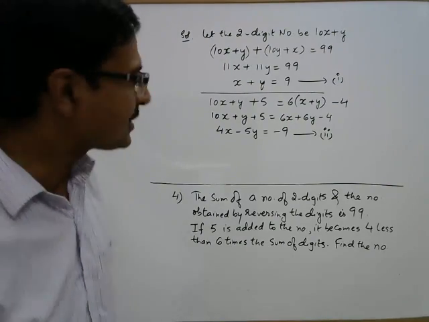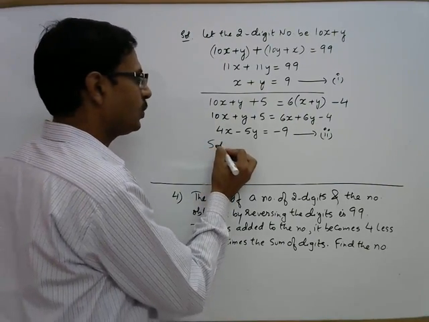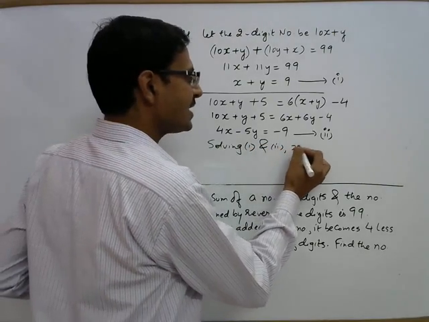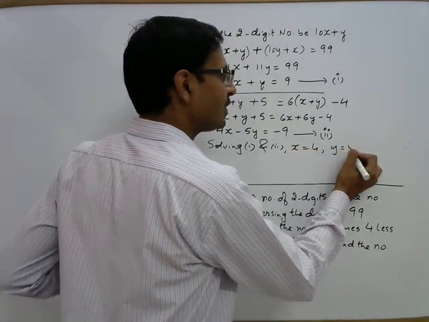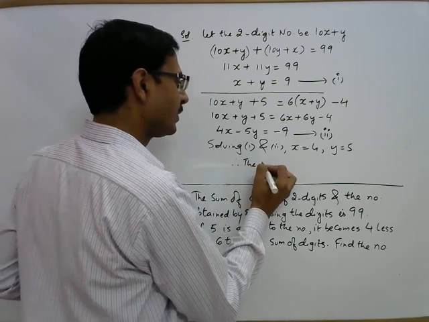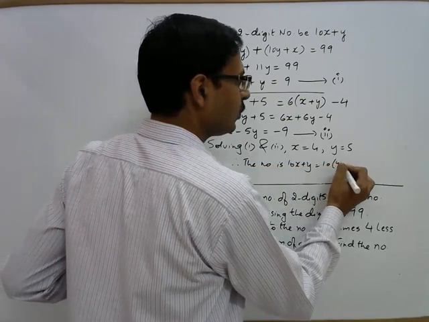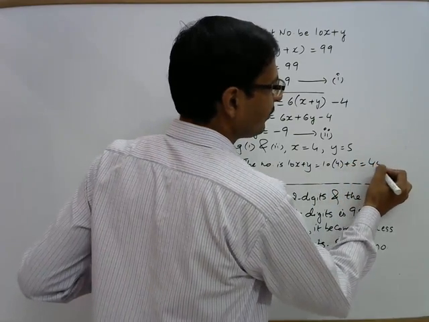So everyone seems to get the answer now. So solving 1 and 2, you get x as 4 and y as 5. Therefore, the number is 10x plus y. Substitute the values, 10 into 4 plus 5. The answer is 45.